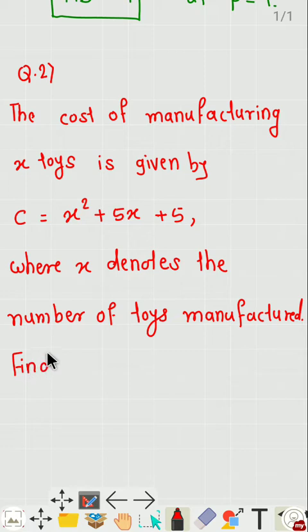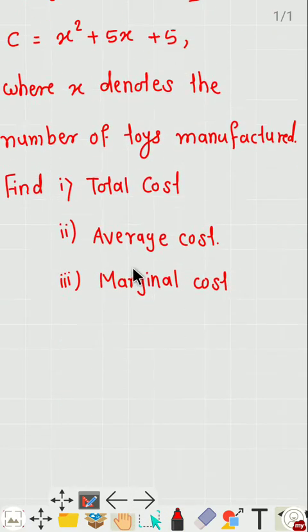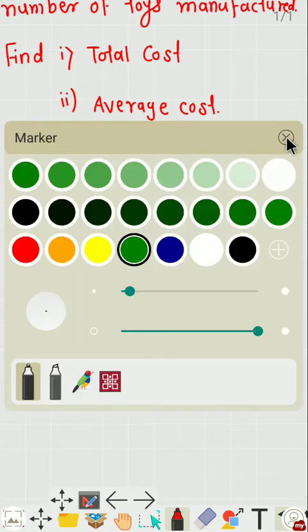What we have to find here: first is total cost, second is average cost, third is marginal cost, when 10 toys are made. Okay, so let us write the answer of this question.